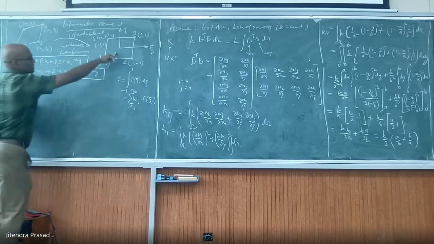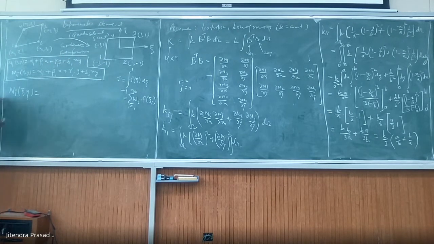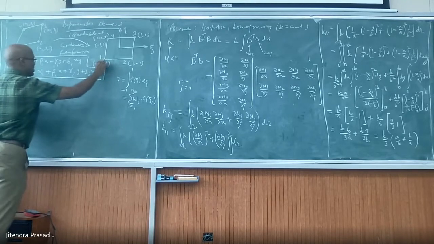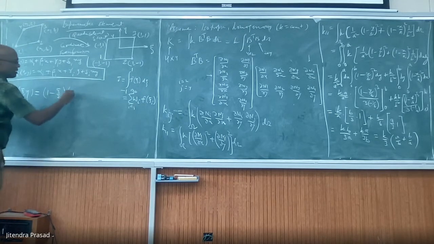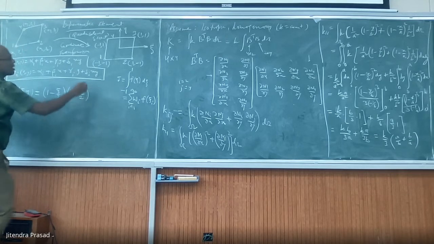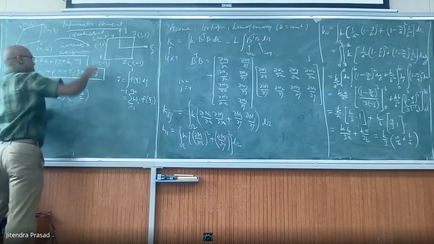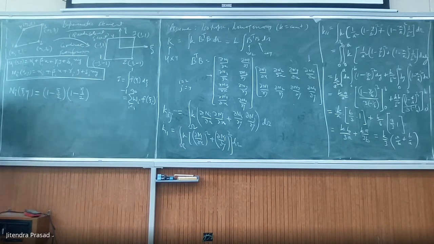Okay, so Ni(xi, eta). Now you look at here. Now it's simple, right? As you know, we can write N1 equal to... Now we are talking about this one, so you know that this will be 1 minus xi over 2, right? Length is 2, so xi over 2, multiplied by 1 minus eta over 2, because the height is also 2. So N1 is given like this. Agreed?